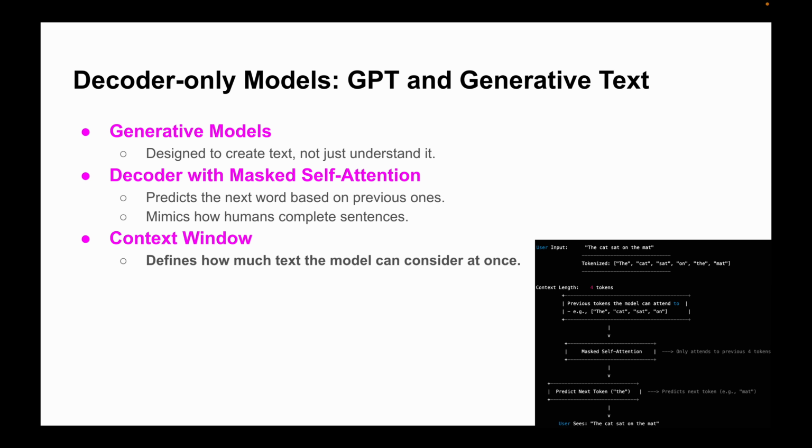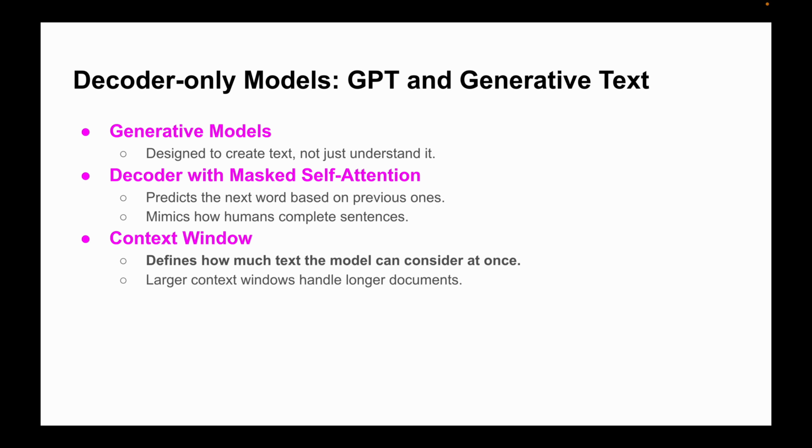A key feature of a generative model is something called a context window or context length. This defines how much text the model can consider at once. Models with a larger context window can handle longer documents. As new words are generated, the context window grows as well.